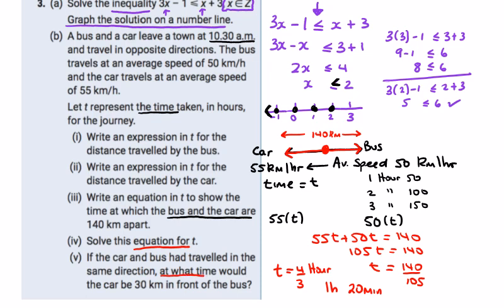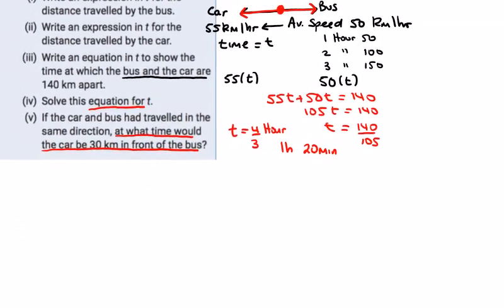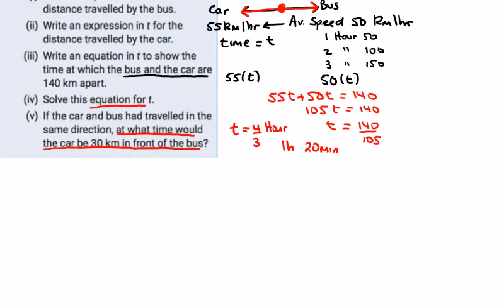If the car and bus have traveled in the same direction, at what time would the car be 30 kilometers in front of the bus? Okay, this should be easy enough to look at. Every hour, when we put 50 here, let's put the car beside it, 55, then it's going to be 110, then it's going to be another 55, 165. So every hour it's gaining 5. That's a nice way to look at this, nice and simple. So to get 30 kilometers ahead would be 6 hours.